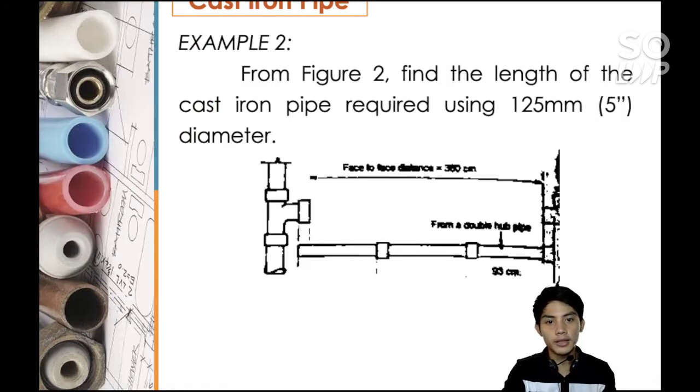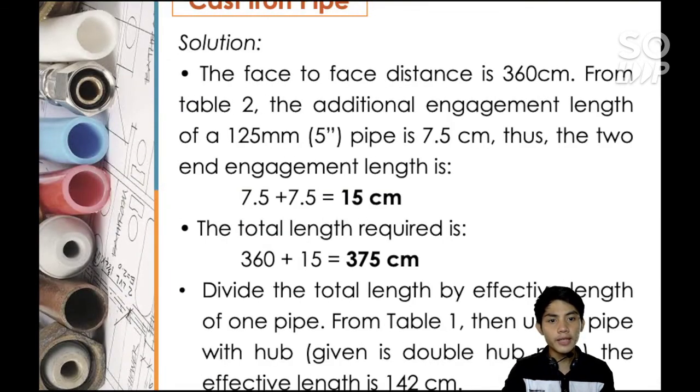So this is another example. From Figure 2, find the length of the cast iron pipe required using a 125 millimeter, 5-inch diameter pipe. So the face-to-face distance is 360 cm. From Table 2, the additional engagement length of a 125 mm, 5-inch pipe is 7.5 cm. Thus, the two engagement lengths are 7.5 plus 7.5 equals 15 cm. The total length required is 360 plus 15 equals 375 cm.